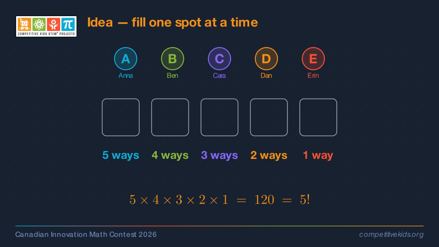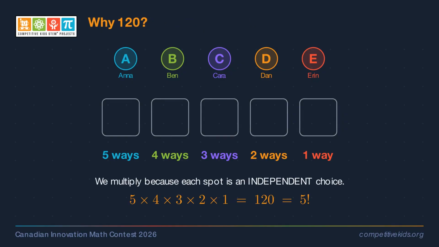We write this 120 as 5 factorial. The exclamation mark means multiply down to 1. Why do we multiply? Because each spot is an independent choice.